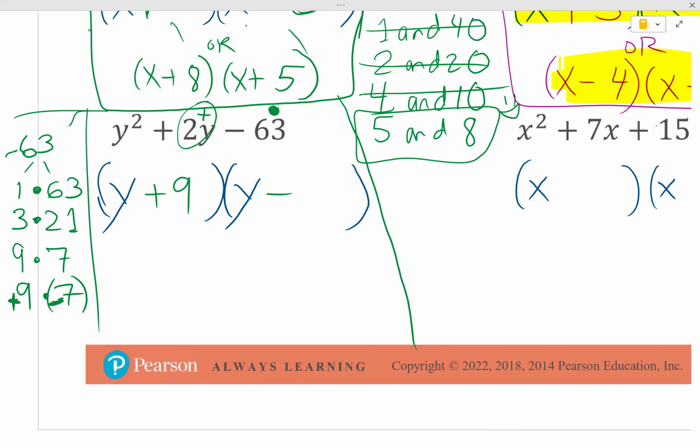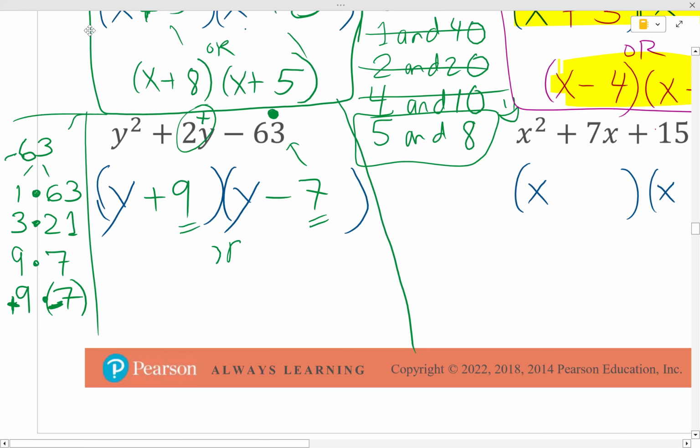So I think that's it. 9 and -7. And then I usually do a quick check. Is 9 times -7 really -63? Yes. If I add them, do I really get 2? 9 and -7, yeah. Okay, looks good. Or you could have done it the other way, with the -7 on the left and the +9 on the right. It doesn't matter what order they're in.